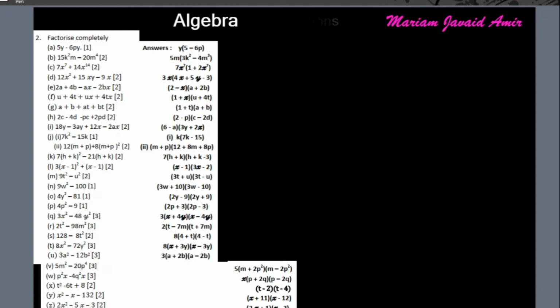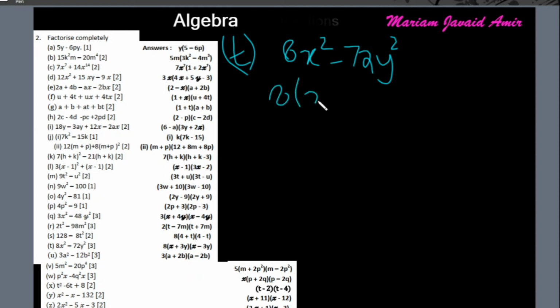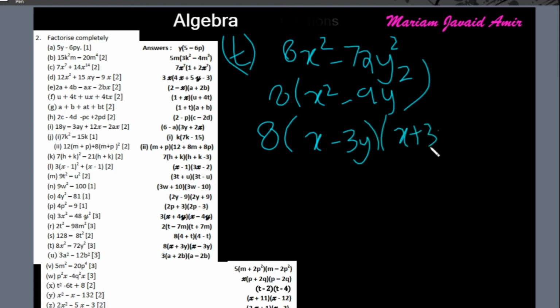Part T, which is 8x square minus 72y square. So again 8 is common, we're left with x square minus 9y square. So this becomes 8(x minus 3y)(x plus 3y), because this can be written as x whole square minus (3y) whole square. So apply the formula a square minus b square here.